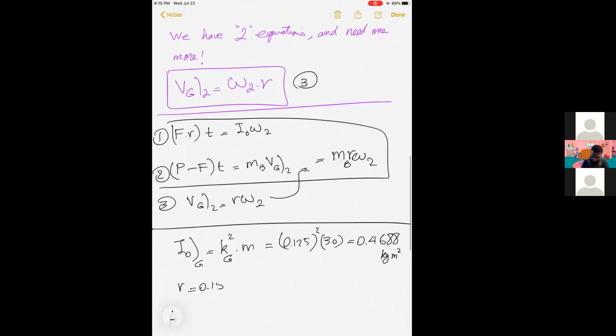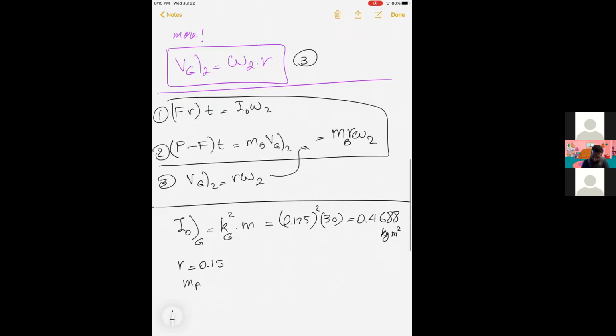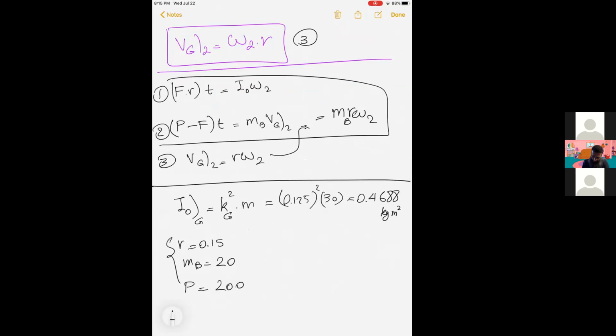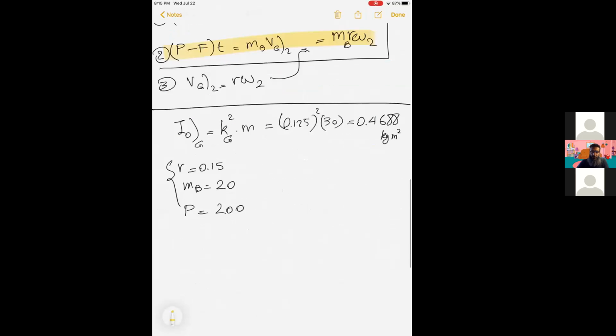R is 0.15, MB is 20, P is 200. I will not go through all the details of this solution because it's a simple two equations, two unknowns problem. So if you solve that, you will end up with T, which is what you're looking for, 0.6215 seconds.